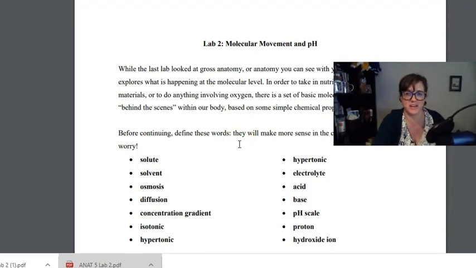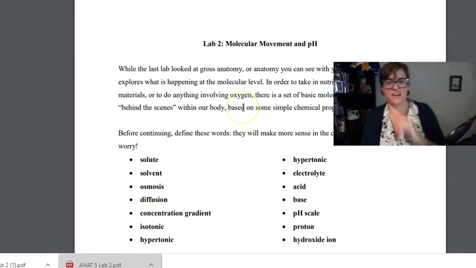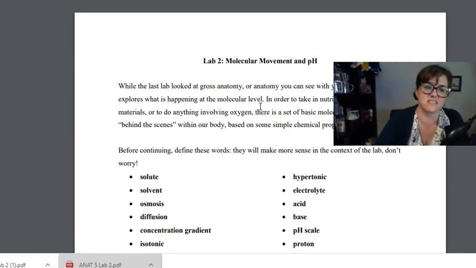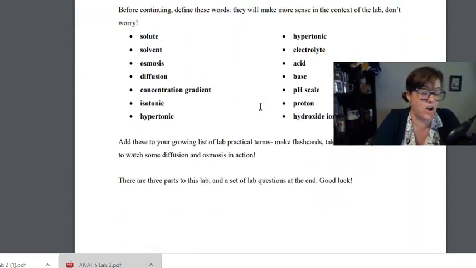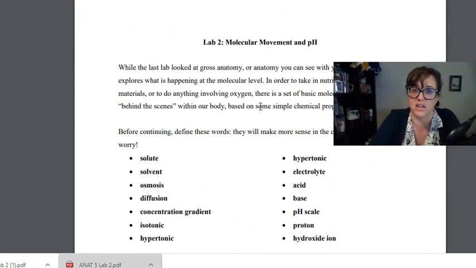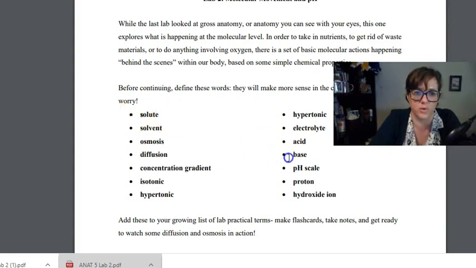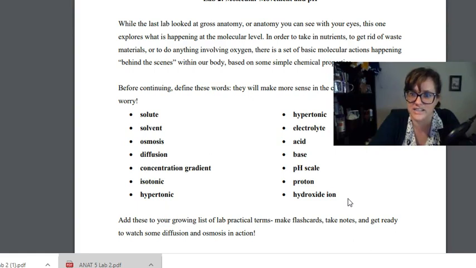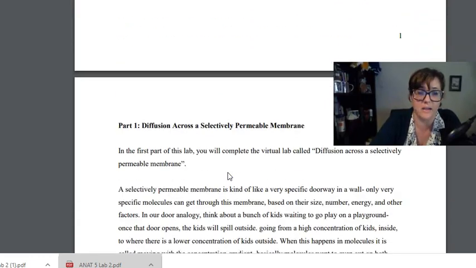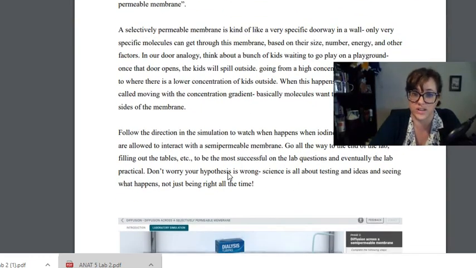So when you open up the lab, here's what you see. First of all, you might notice that it's not as long as lab 1 was. I think it's only 4 or 5 pages, but that's because all 3 parts of this lab happen in simulations. Now you'll notice here's a bunch of bold words. That means they're fair game for the lab practical. So these are good things to define. You might define them at first, or as you go through the lab. Either way, they're words you're going to need for these labs, okay?